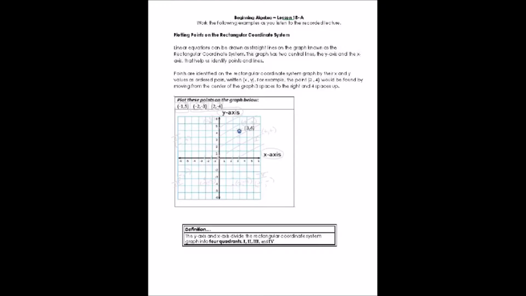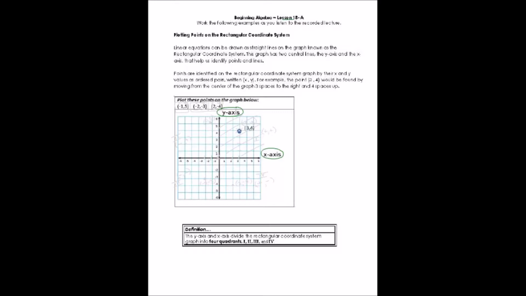We've already looked at this rectangular coordinate system, and we know that the y-axis is the line that goes straight up and down, and the x-axis is the line that goes across or horizontally. Now, every other intersection that we can find on this, every place that we see a crossing of those 2 lines, would be a point. We could represent it as a point.